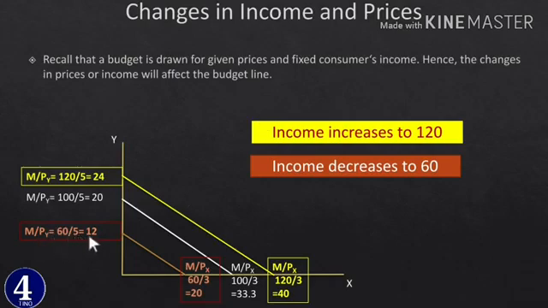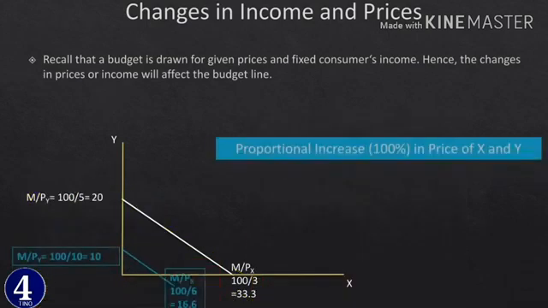So when income decreases, what happened? 60 divided by 5 is equal to 12, which is less than the original amount, and 60 divided by 3 is 20, which is less than 33.3, our original amount. So we conclude that the budget line shifts inward. This is our first conclusion. As a result, the amount of y that we can purchase has decreased, as well as the amount of x. Let us consider this and move to the other scenario.